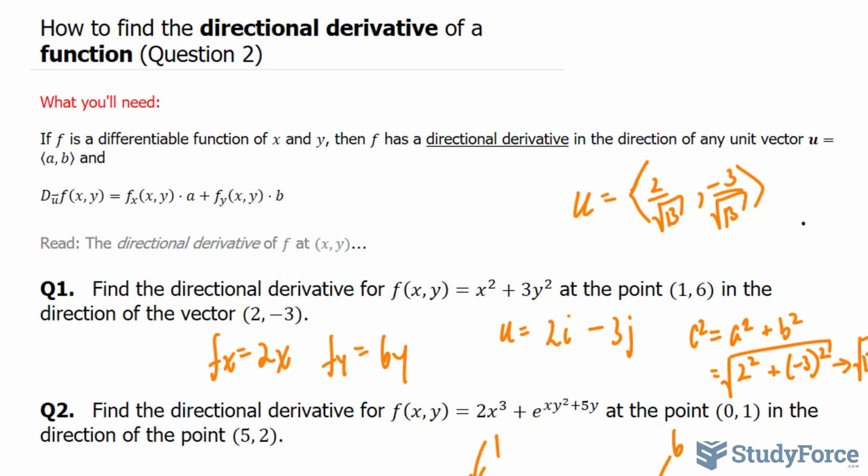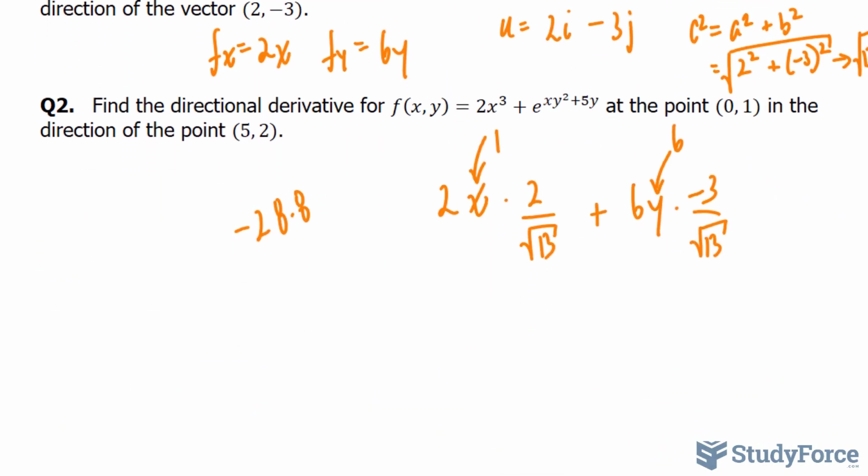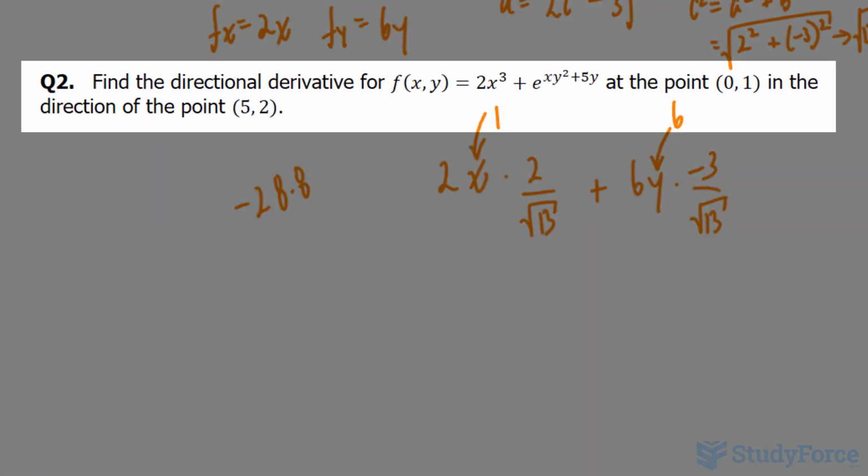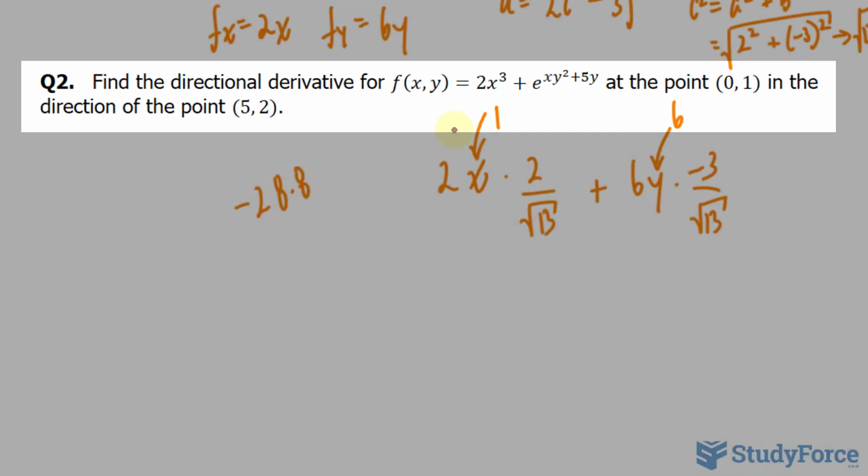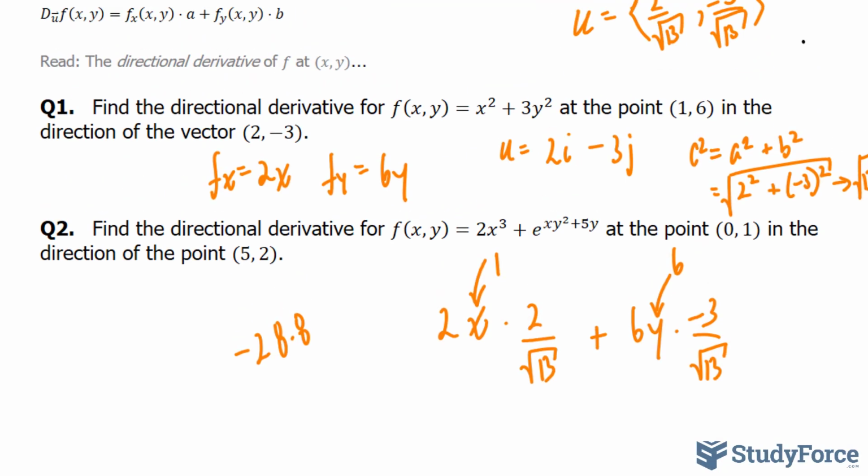In question 2 of this series, where we find the directional derivative of a function, we ended off with question number 2, which asks, find the directional derivative for the function f at xy, which is equal to this expression, at the point 0 and 1 in the direction of the point 5 and 2. Notice the difference between this question and the previous.